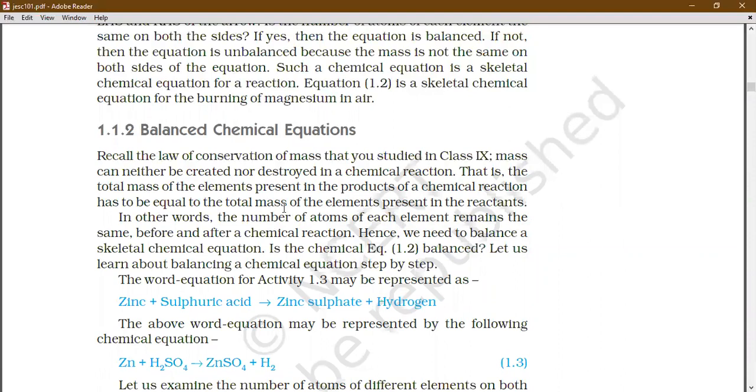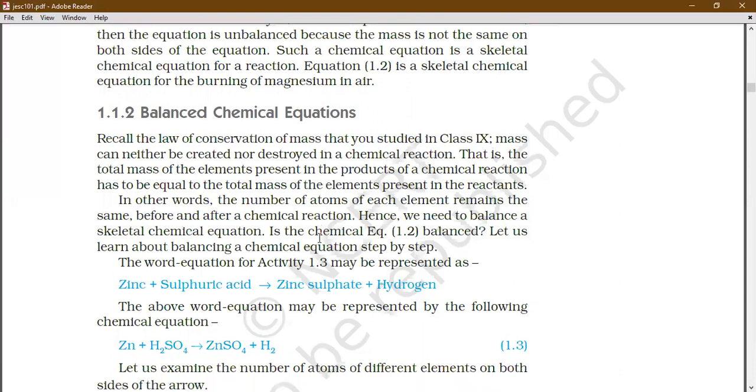That is, the total mass of the elements present in the products of a chemical reaction has to be equal to the total mass of the elements present in the reactants. In other words, the number of atoms of each element remains the same before and after the chemical reaction. Hence, we need to balance a skeletal chemical equation. Is equation 1.2 balanced? Let us learn about balancing a chemical equation step by step.